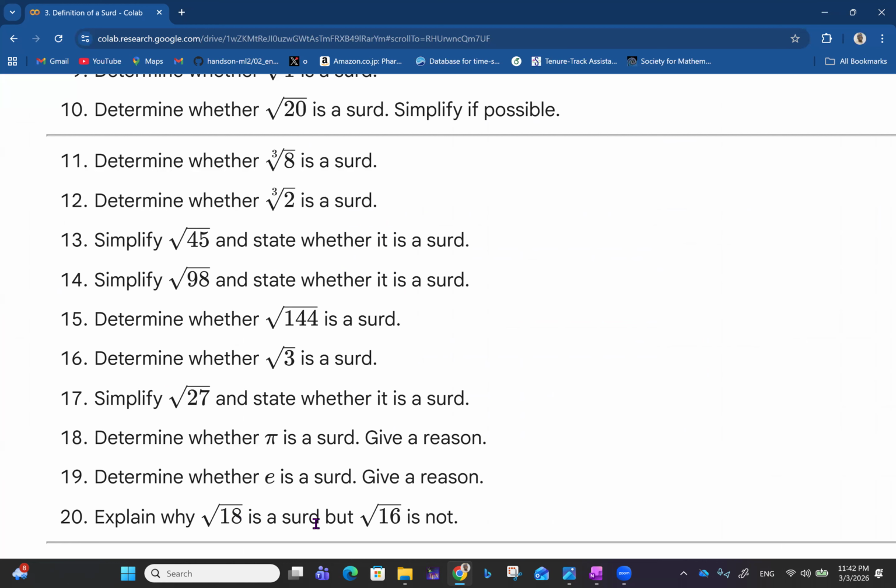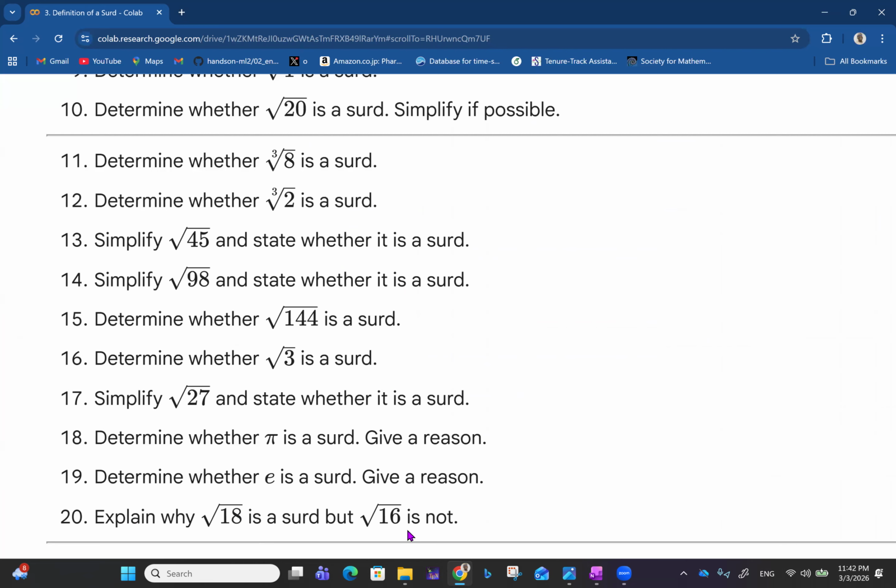Explain why root 18 is a surd but root 16 is not. Of course, root 18 is a surd because when you simplify it, that's root 9 times 2, which is 3 root 2. You still have that root 2, which is irrational there. So that shows us that if you multiply a rational number by an irrational number, the overall answer is still irrational. Whereas the square root of 16 is 4, which is rational.